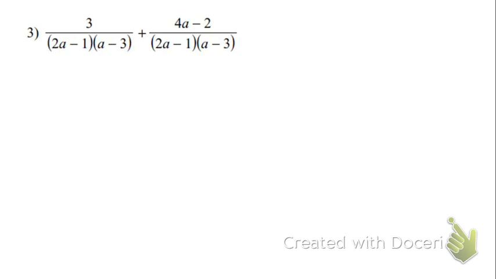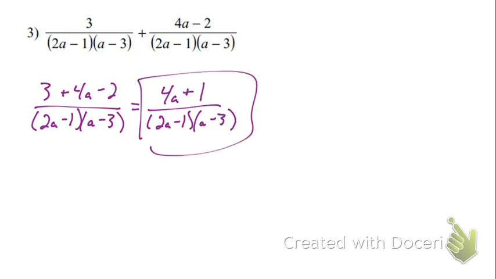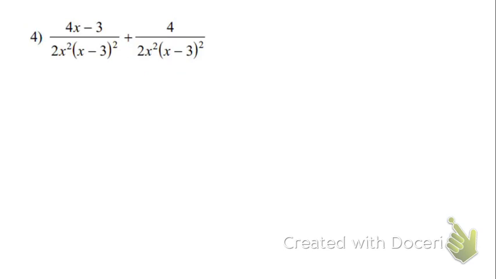Next up, I'm adding up top. I get 3 plus 4a minus 2. The bottom is already factored: 2a minus 1, a minus 3. So up top, this is what we end up having: 4a, because it stands alone, plus 1 over 2a minus 1 and a minus 3. Nothing goes away, unfortunately. If this were a 2 right here, we would, but it's not, so we can't. All right, 3 down, 5 to go.